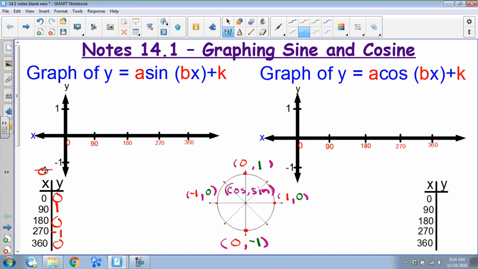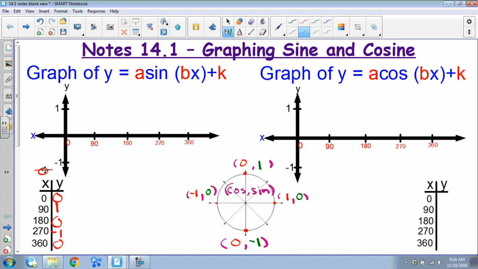If it's negative, what do you think it would do to it? Reflect it. If it was negative, it would be a reflection. We're not going to be dealing with reflections, just stretches and compressions. But if it's 1, it's the parent graph. It's just normal, not transformed at all.